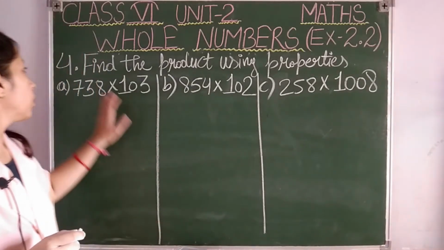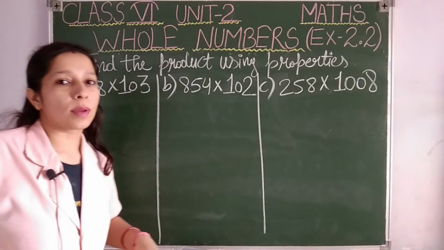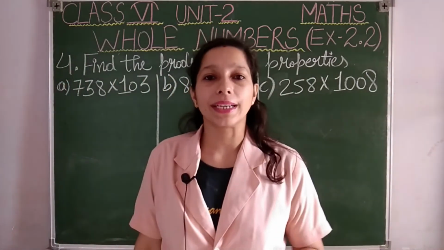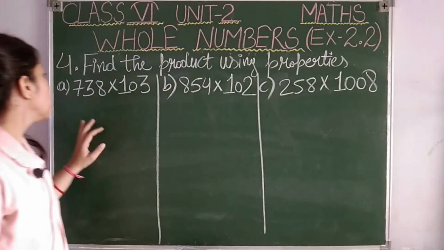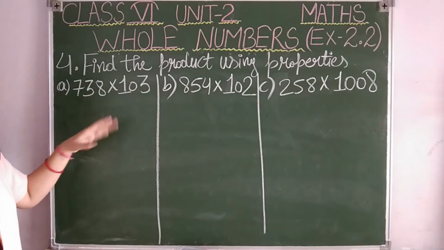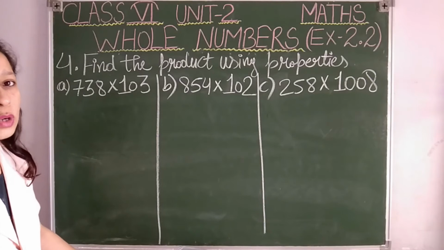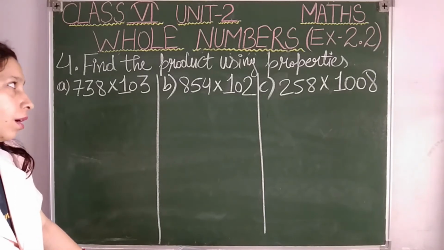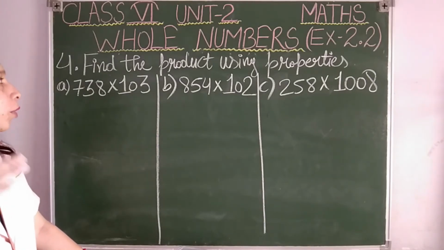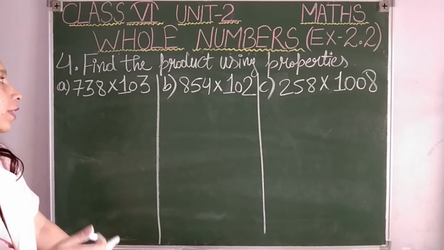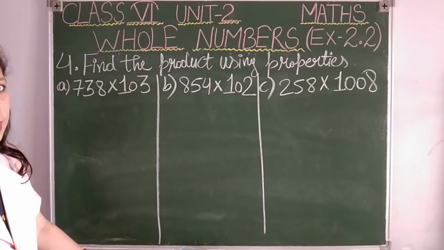So students, question number 4, find the product using suitable properties. Again you have to multiply using properties. See the number, students. First point, 738 into 103. Which property here you are going to use, students? Only two numbers are given. So we can't use commutative or associativity property for solving this, because it will be simple multiplication.